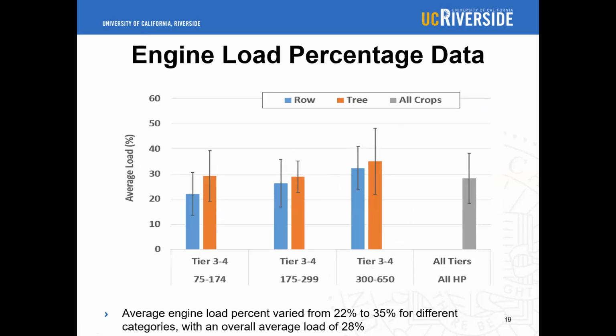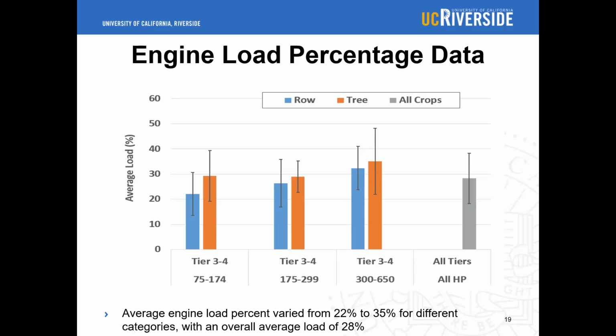Okay, so let's look at the engine load here. Again, we're looking at data logger data with the row crops in the blue and the orange representing the tree crops. Average load is on the y-axis. You can see there's a reasonable amount of consistency across the different tiers and horsepowers, as well as between the row and the tree crops. If you look at the average, it represents about 28% as the load factor, but the range was between 22 and 35. So a pretty narrow range there.